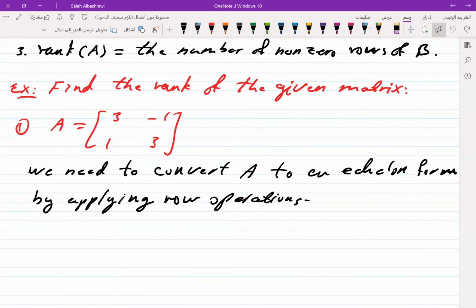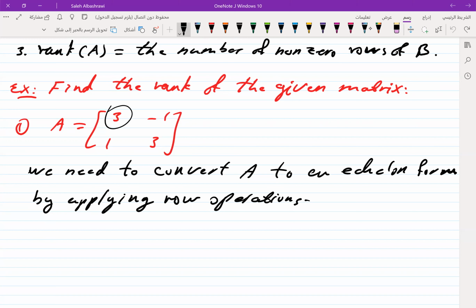Now for the row echelon form, we need to keep this element equal to 1 or non-equal to 0. I will keep it as 1 because that will make it easier to do the row operation.